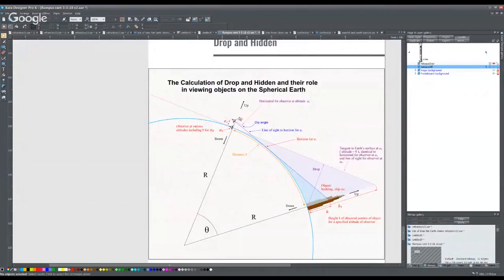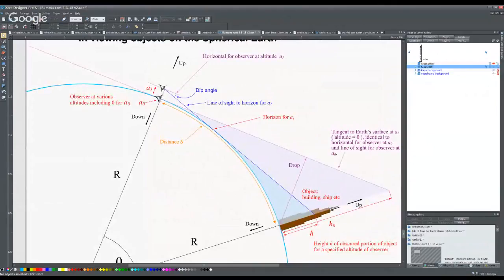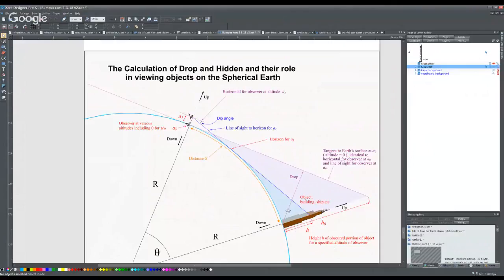People have seen this no doubt millions of times before. So here we have an observer at 0 height, and this is our destination object. This is what's called the drop, and it is not a function of the height of the observer.